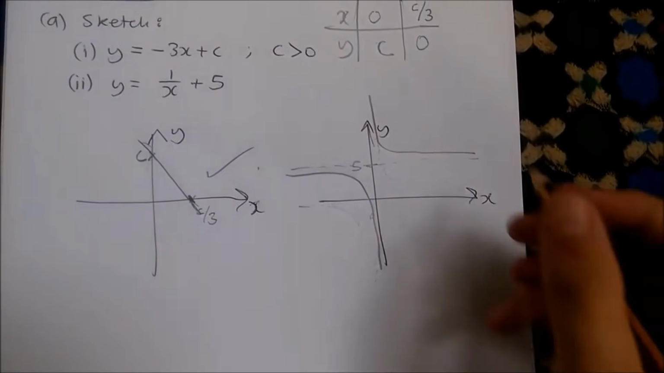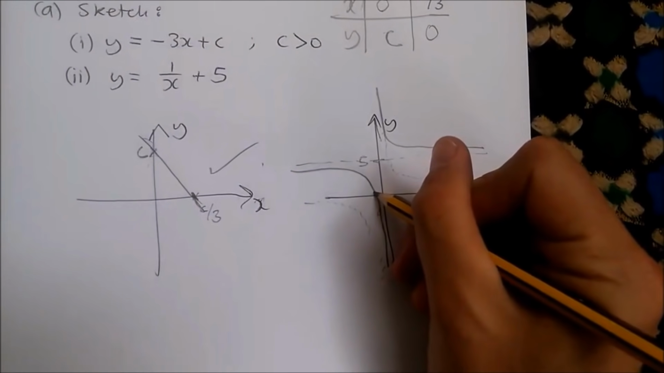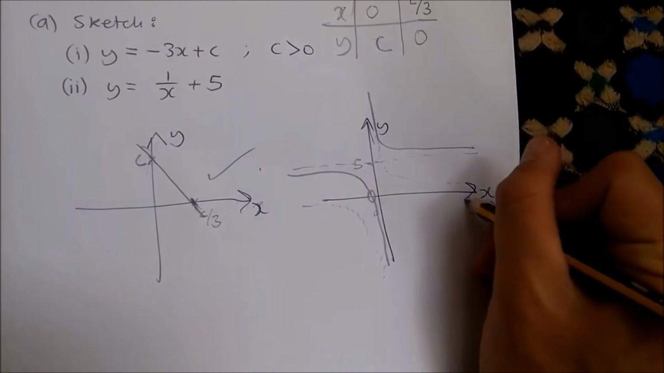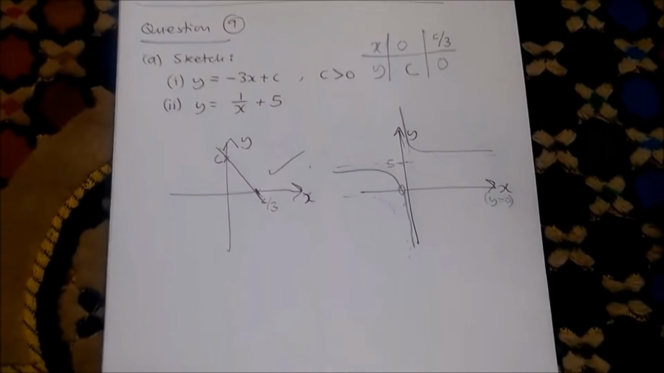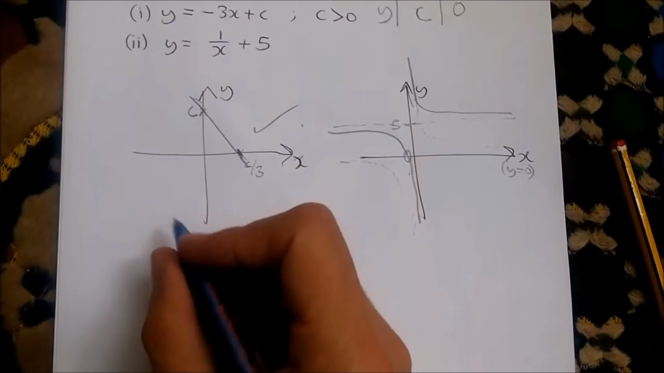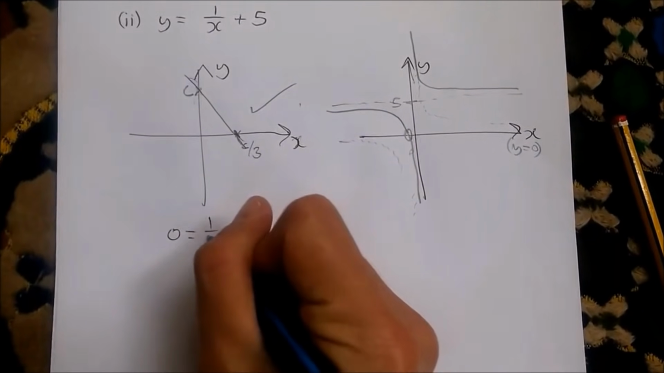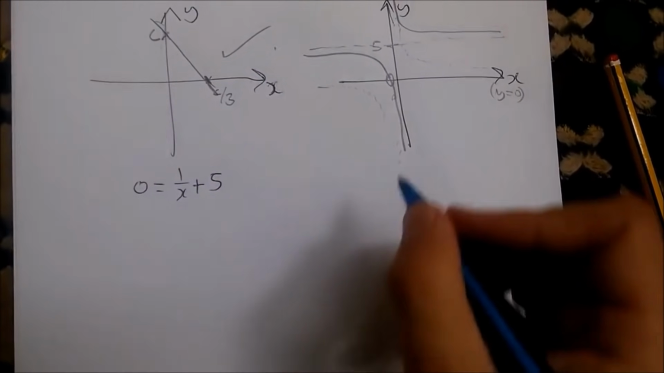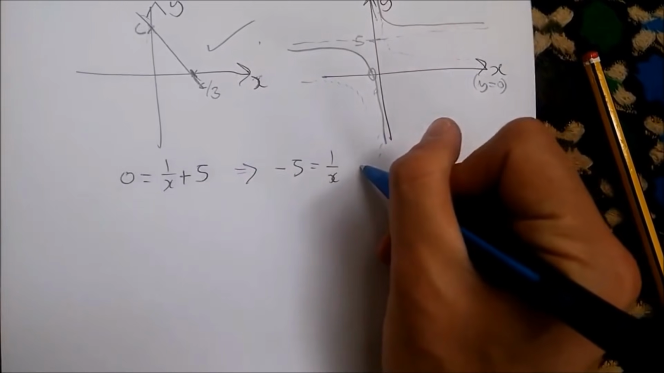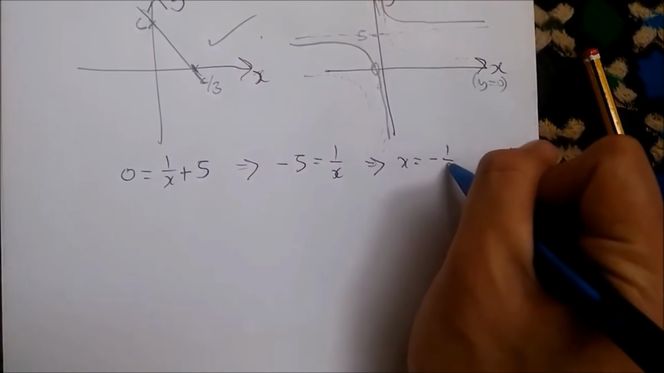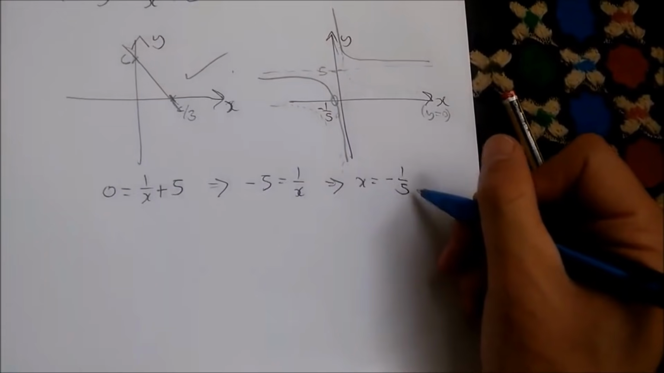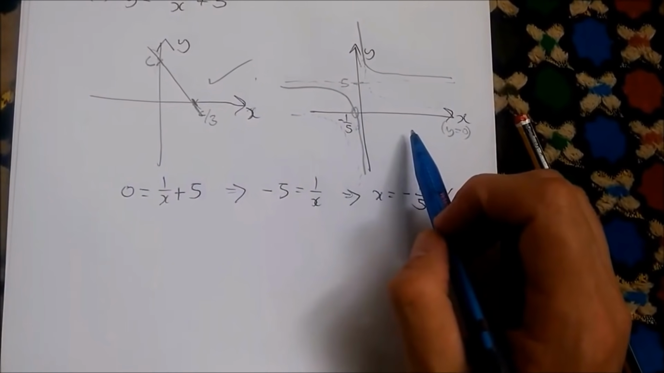continue, and that's it. Of course, we need to see where it hits the x-axis, and we notice that it hits the x-axis at this point here. In other words, when y equals 0, this is the same as the x-axis line. So when y equals 0, what do we get? 0 equals 1 over x plus 5. Solving this, we have minus 5 equals 1 over x, taking the reciprocal, and thus x equals minus 1 over 5. So this coordinate here is minus 1 over 5. And that's it. This is the asymptote and the point of intersection with the x-axis.